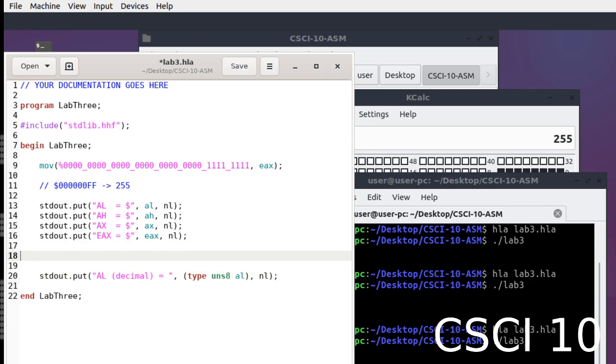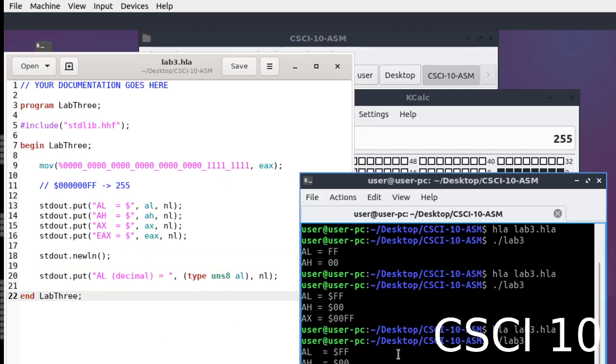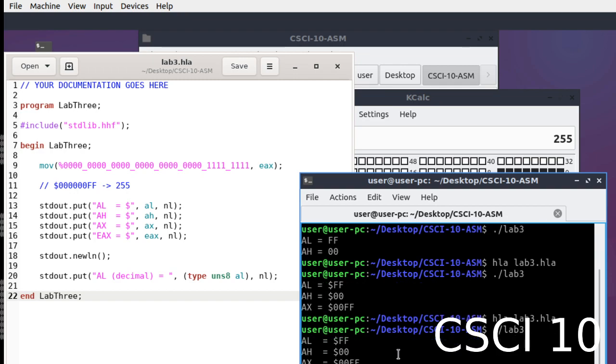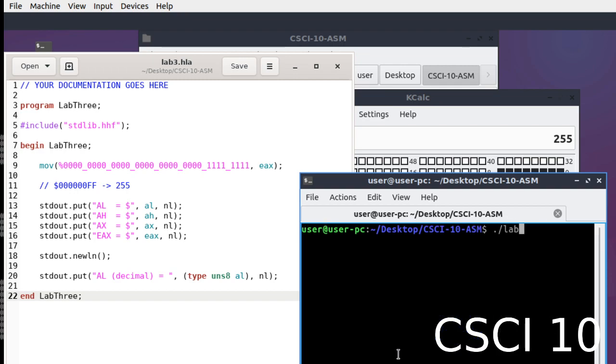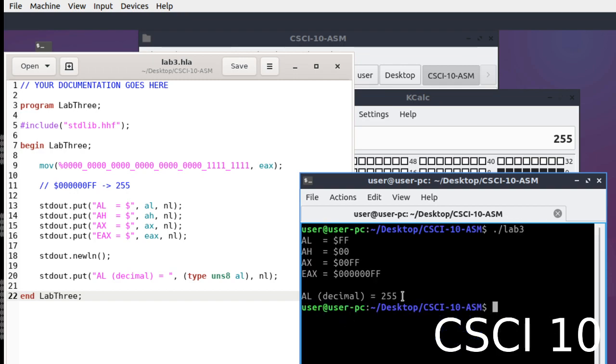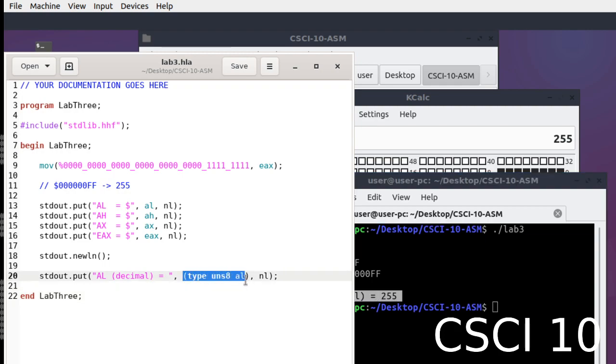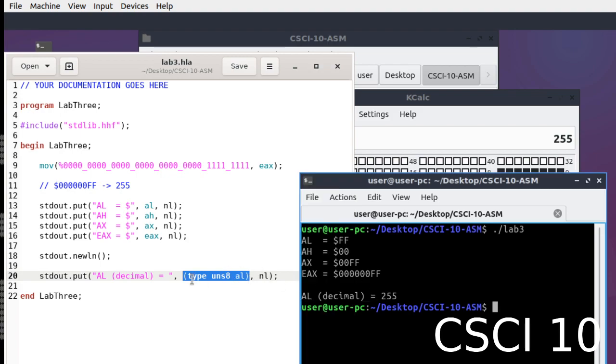I'm going to put an extra new line in here. You can do that in HLA, by the way. There's a function just to put out a blank line, which I use quite a bit. So there it is, the AL, but now I've forced HLA with the typecasting operation to spit it out in decimal format. So that's how you can get a register to look like decimal.